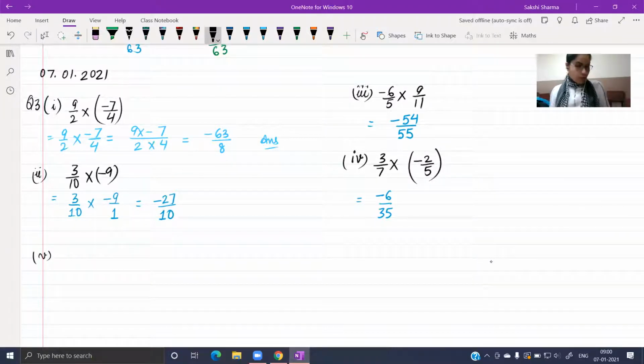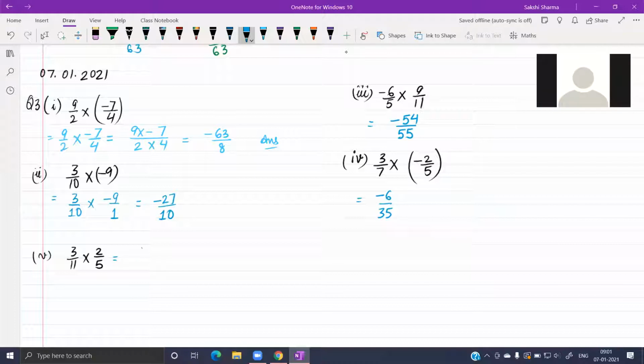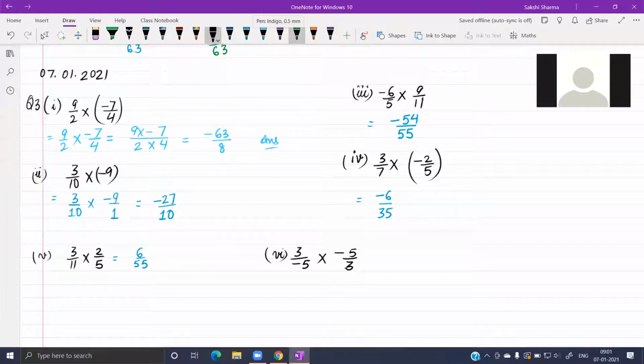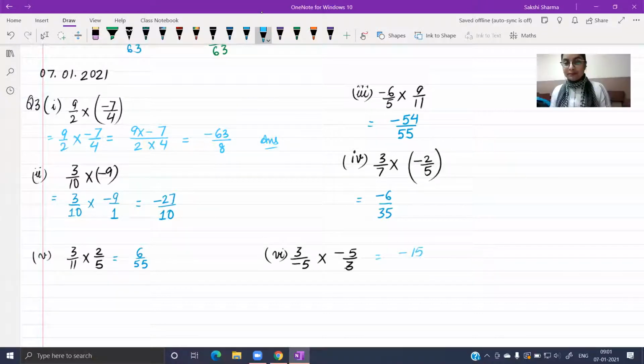Fifth part, you've got 3/11 multiplied by 2/5. Anyone other than Sahaj? Six by 55. Very good, Bunny. 6/55. Okay, Bhavya, you can answer the next one. 3/5 multiplied with -5/3. -15 by -15. And that will be? Will get cancelled and 1. The answer will be 1. If you want, you can cancel right.